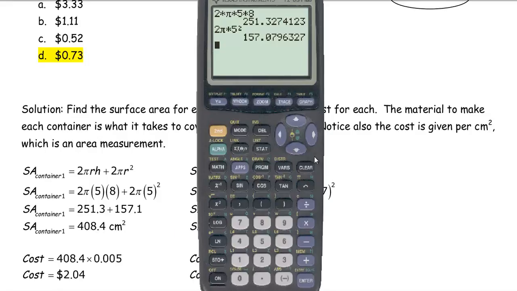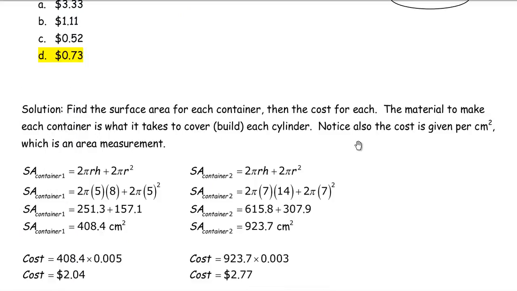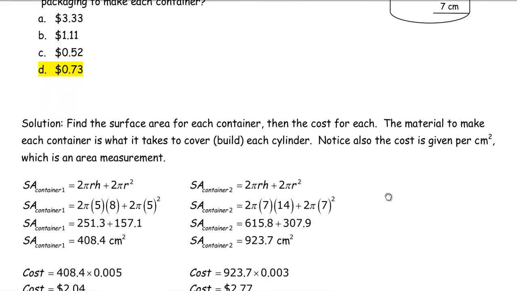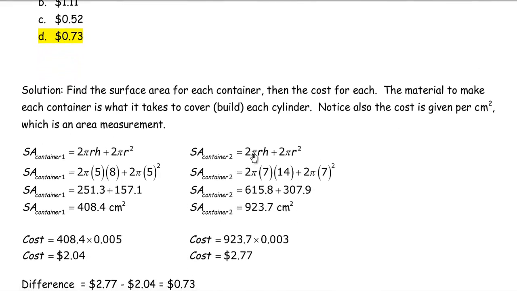Now let's find the surface area of the larger one, and then we'll get into the costs. The larger one has a radius of 7, a height of 14. So again, 2 times pi times 7 times 14 is this number. I won't bother to bring the calculator back because I'm just showing the same kind of thing. 2 pi times 7 squared, or 2 pi times 49, is 307.9. And so we add those together to get the total surface area of the larger container, 923.7 centimeters squared.